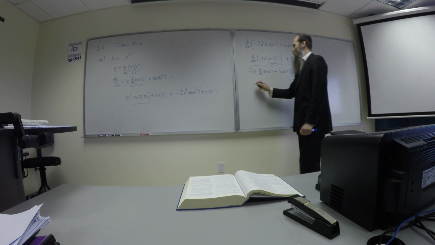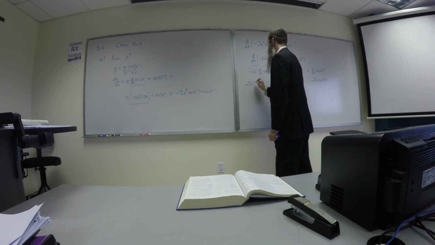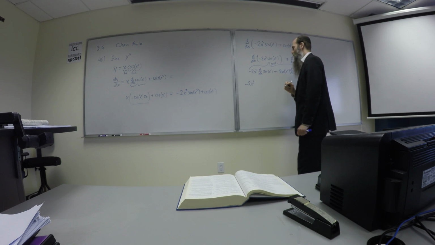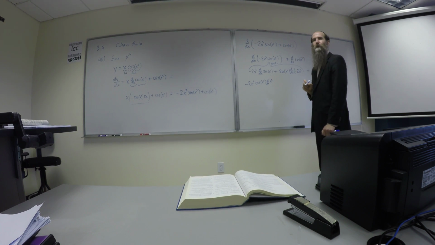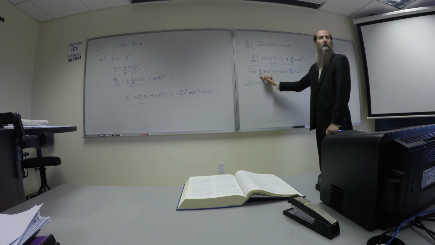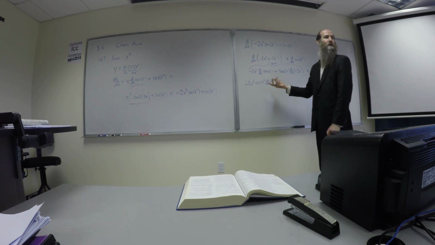So now we have to worry about this. So negative 2x squared, the derivative of sine x squared is going to be cosine of x squared times the derivative of x squared. It's a chain rule on this little piece, right? Which we know is the 2x, given these two x's from the x squared.